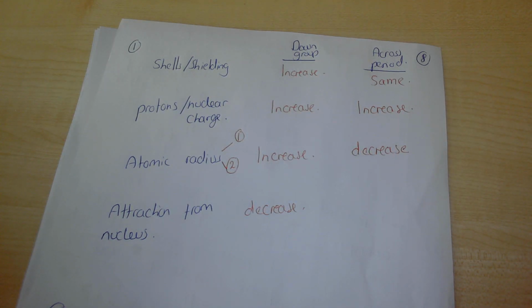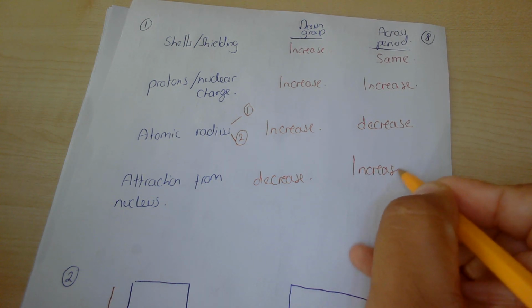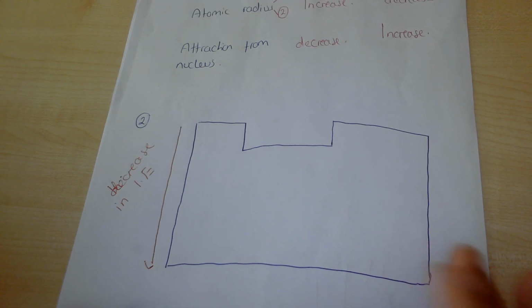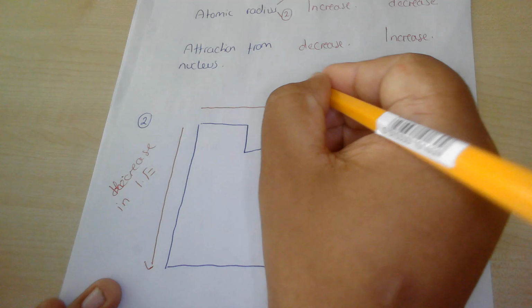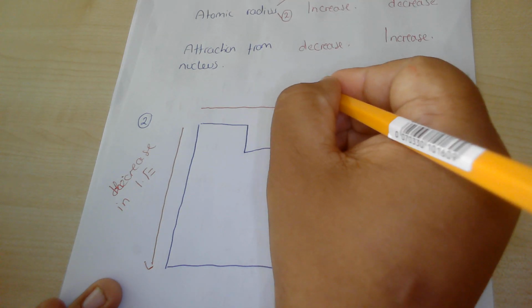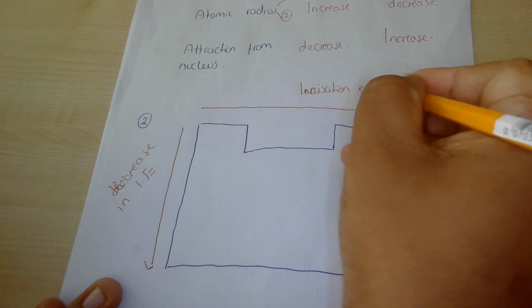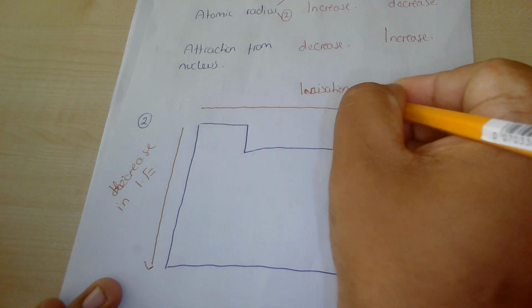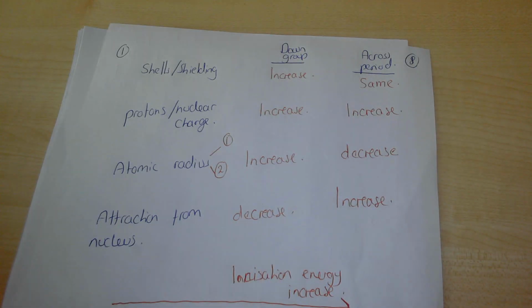If the atomic radius becomes smaller, that means the attraction from the nucleus is going to increase. So therefore, more energy is needed to remove the electron. If you look at the periodic table again, when you're going across the period, the ionization energy is going to increase. As you go down the group, ionization energy decreases. Use these points here to explain your answer.